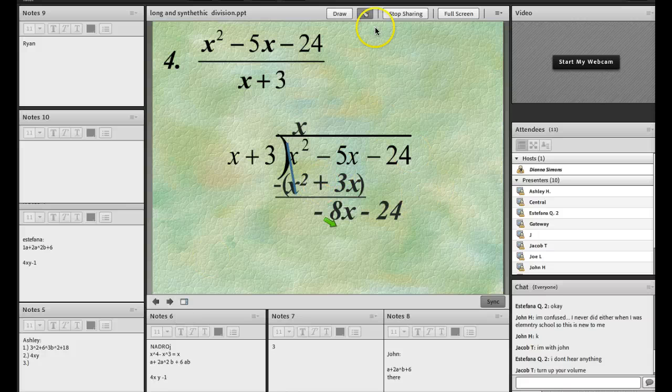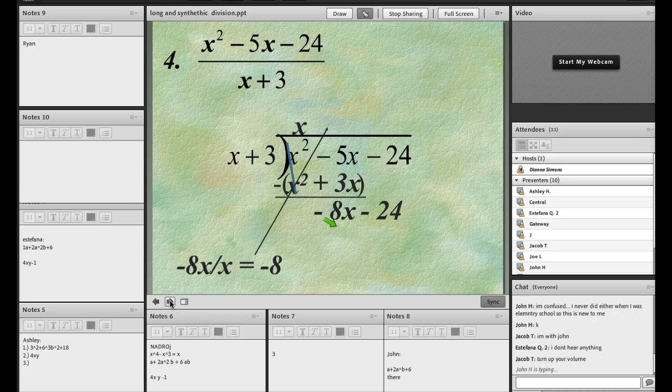Turn up my volume. All right, hold on. Can I turn up my volume? 8, negative 8. How's that? Can you guys hear me now? You can hear me.